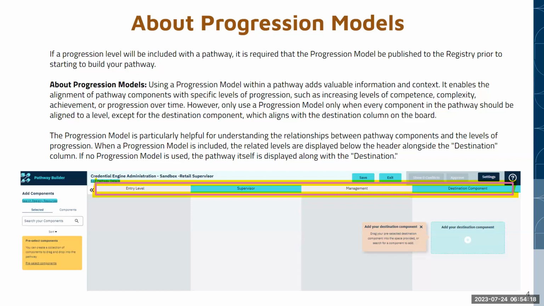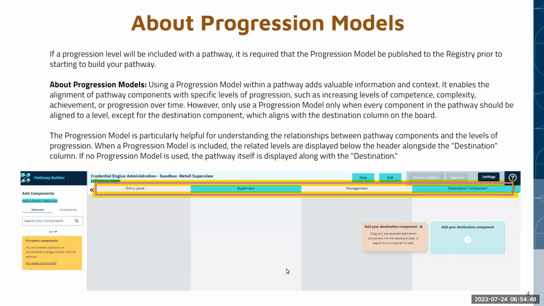It enables the alignment of pathway components with specific levels of progression, such as increasing levels of competence, complexity, achievement, or progression over time. However, only use a progression model when every component in a pathway should be aligned to a level, except for the destination component, which always aligns to the destination component column on the board.